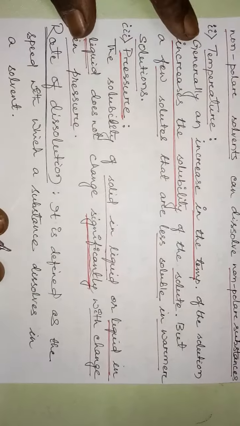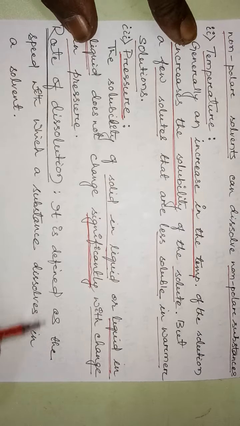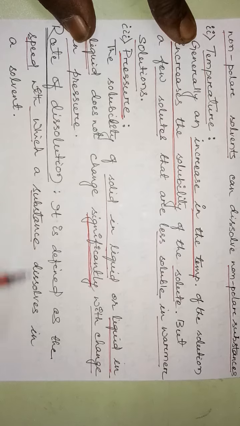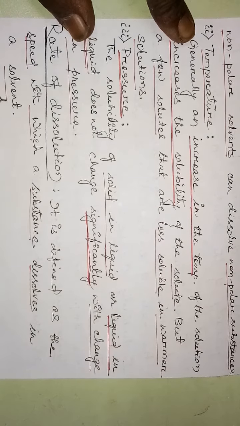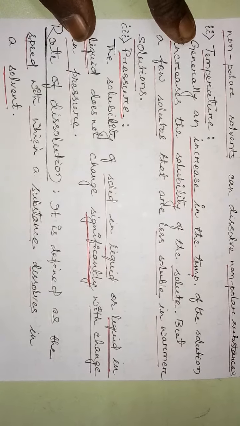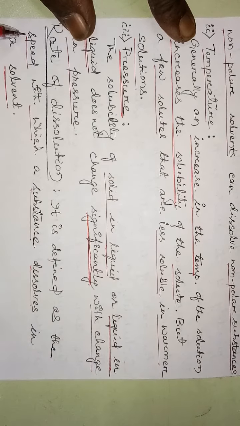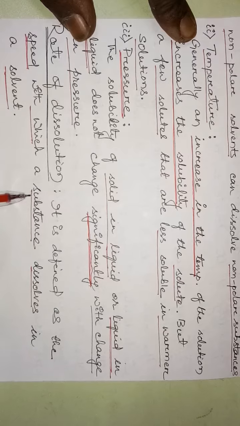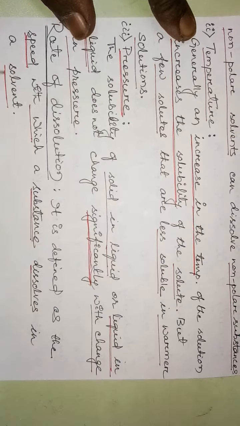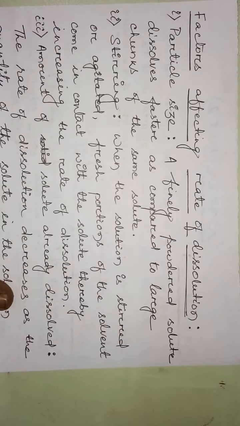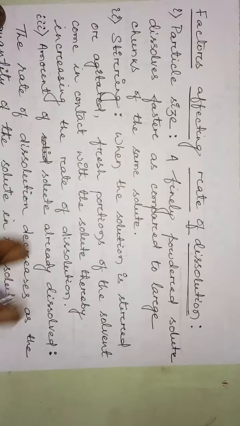Now, what is rate of dissolution? It is defined as the speed with which a substance dissolves in a solvent. Okay, that is called the rate of dissolution. Again I am repeating, the speed with which a substance dissolves in a solvent is called the rate of dissolution. The rate of dissolution also has some factors that affect it.